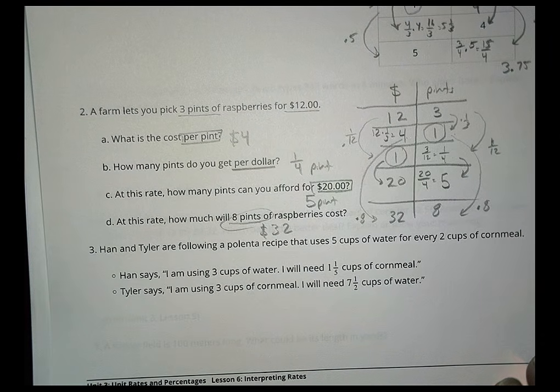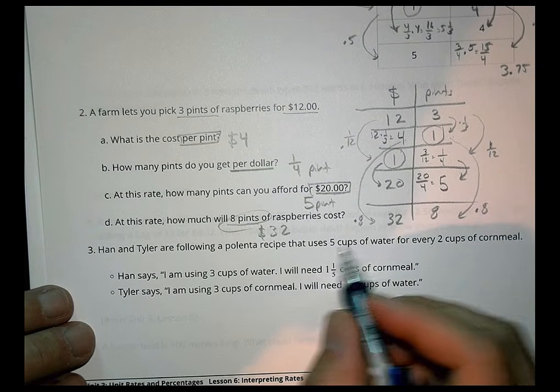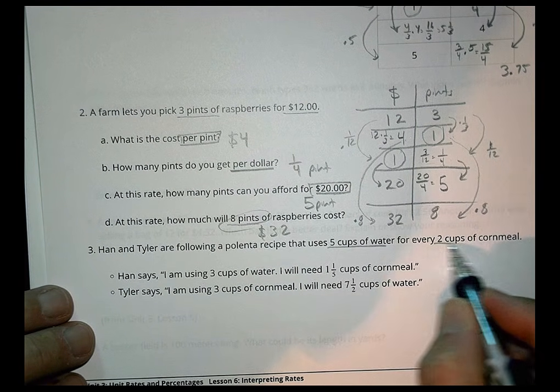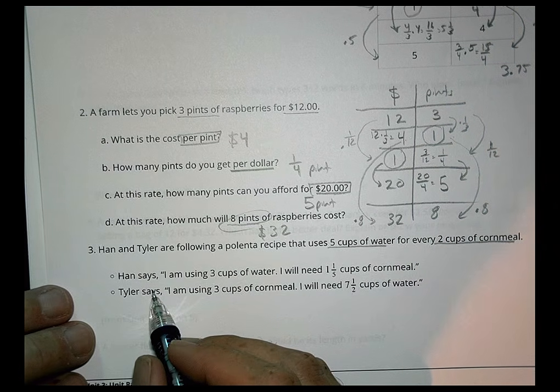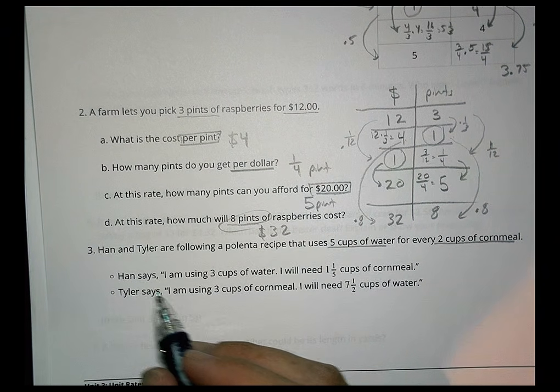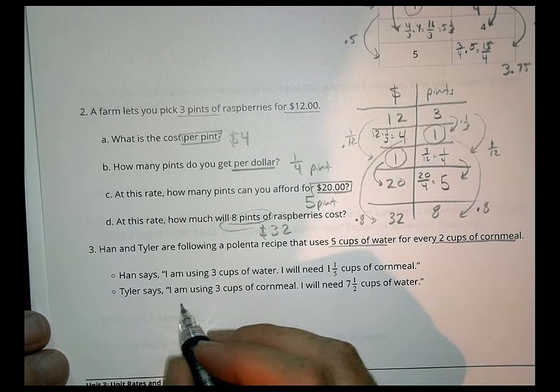All right, next one. Han and Tyler are following a polenta recipe that uses 5 cups of water for every 2 cups of cornmeal. Here's what Han says, here's what Tyler says, and the question is, do you agree with either of them? So we're going to see if either of them are right or wrong. Let's make a table and find out.